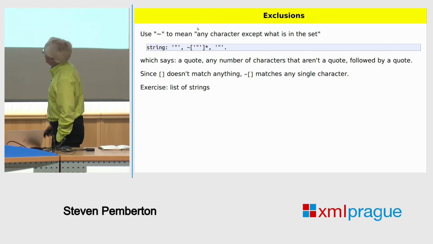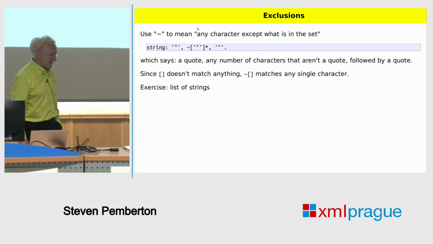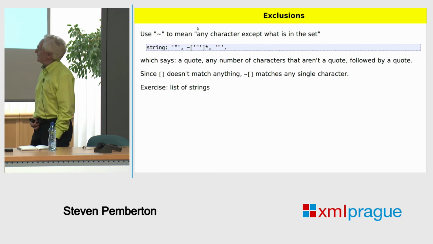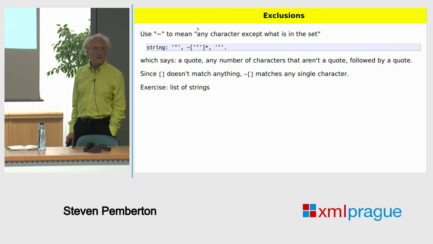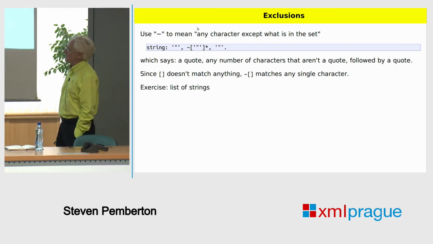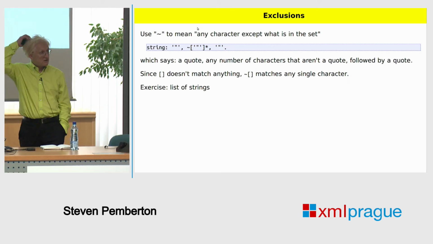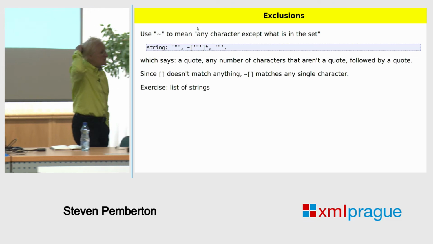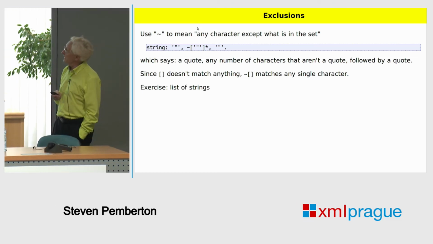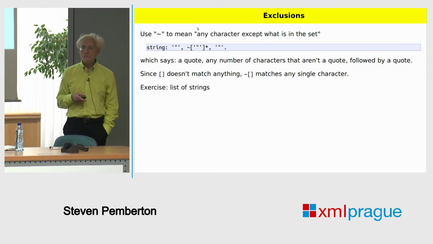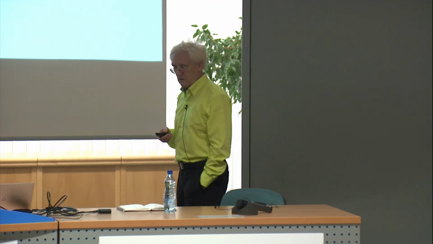So your next exercise, now not with dates, is to create an Ixml that recognizes a list of strings with spaces between them, and I think it gives you an example of the input and the output on the tutorial page. Any questions? Okay.